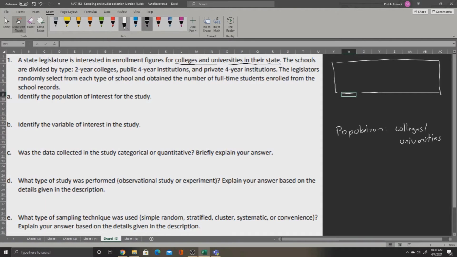In line 2, we are also told that they are divided by type. We have two-year colleges, public four-year institutions, and also private four-year institutions. We have three distinct groups then. We'll label them two-year, four-year public, and four-year private.